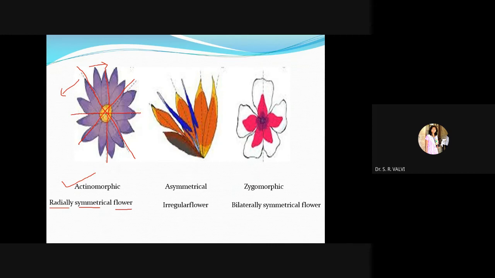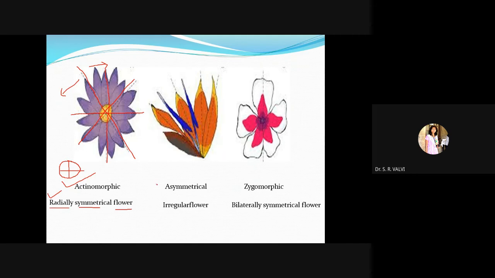Any. Okay, meaning by passing through any plane you will get equal parts of a flower. Then the flower is called as what? Actinomorphic. And the symbol of actinomorphic is a circle with this plus sign. That is your actinomorphic symbol. Right? It is also called as what? Radially symmetrical flower. Why radially? Because passing through its radius, you are going to get similar parts of the flower.